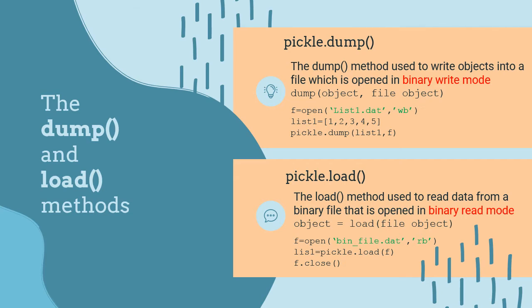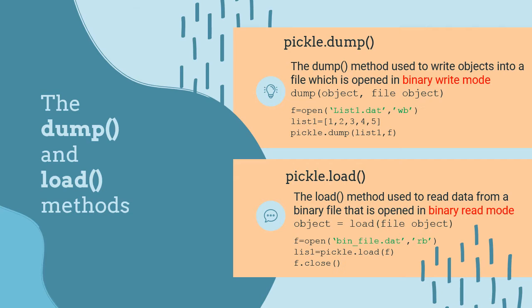What should be the extension of a binary file? What should be the extension of a text file? .txt. Like that, the extension of a binary file is .dat. So a particular binary file needs to be in the file system, and then this binary file must be opened in binary write mode to perform the pickle.dump method.